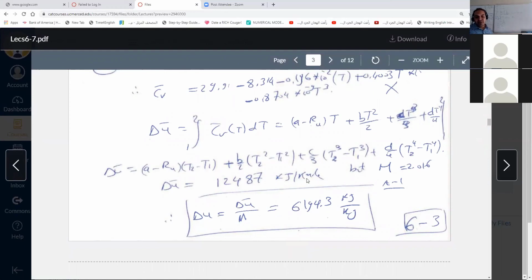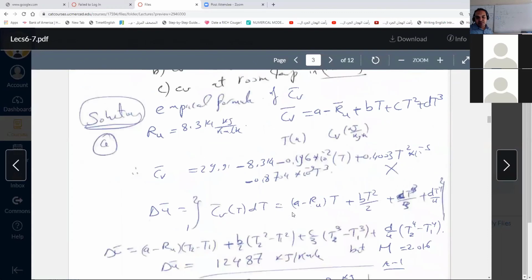Actually, not Kelvin. This is energy, kilojoule per kilomole directly. The molecular weight of hydrogen is 2.016 from table A1. You can get delta U by dividing by the molecular weight, and it became 6,194.3 kilojoule per kilogram, because I divide by 2. 12,000 became 6,000. You got it, guys?